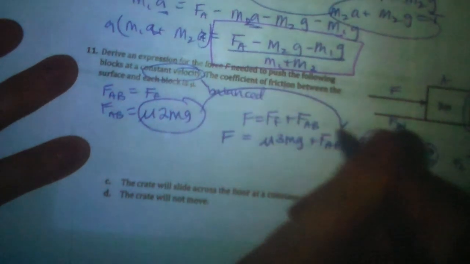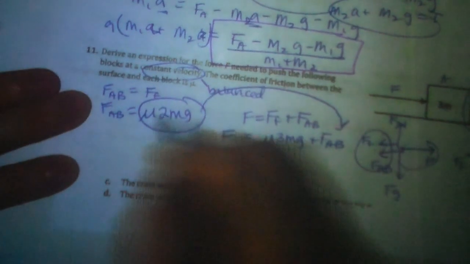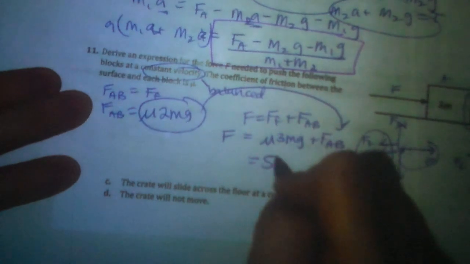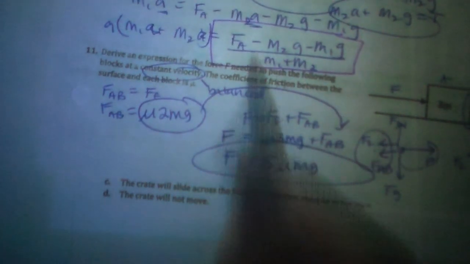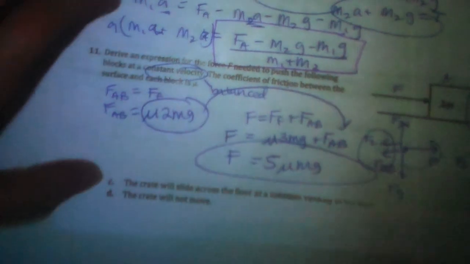And now I just substitute in. This is mu 3mg plus mu 2mg, which is just 5 mu mg. And that's your answer, because I was looking for the force F. No acceleration because it's a constant velocity.